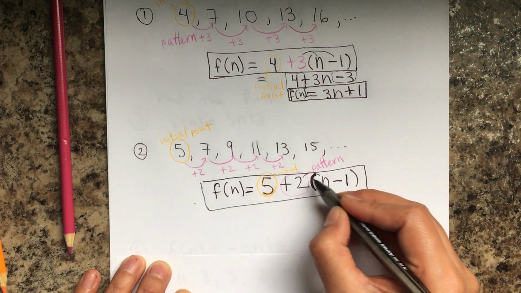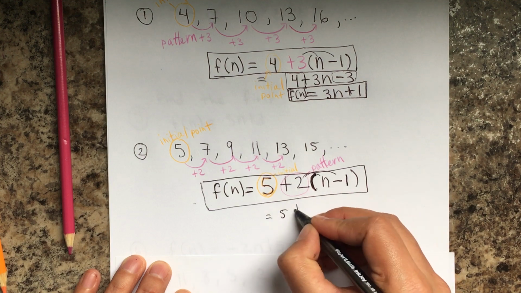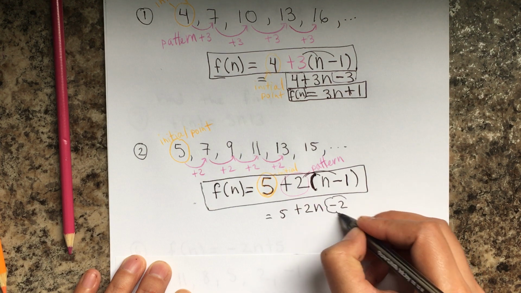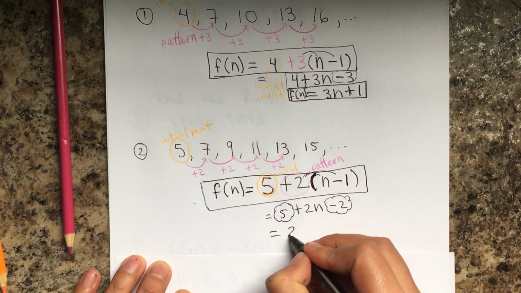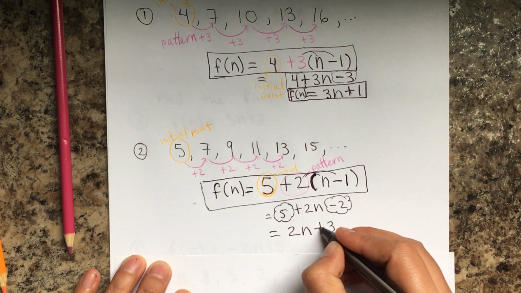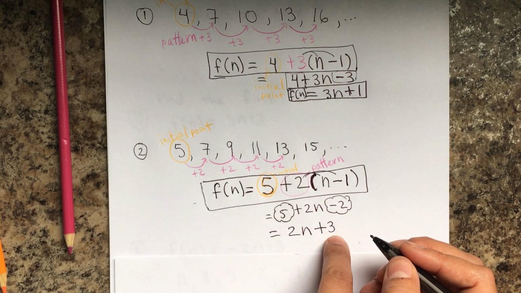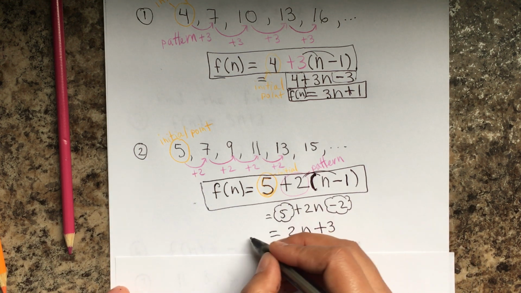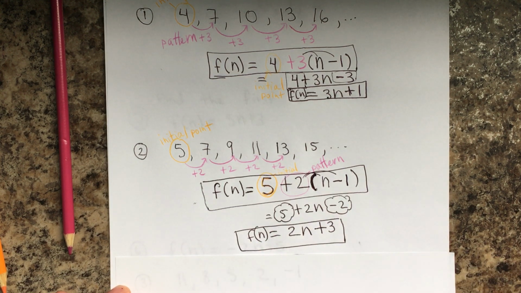But if you need to simplify, then do distributive property, and that's going to be equal to 5. 2 times n is 2n. 2 times -1 is -2. Combine like terms. In this case, only the constants can be combined. And so you get 2n, positive 5, -2, that equals 3. Remember that when the signs are different, we subtract. 5 minus 2 is 3, and keep the sign of the greater one, which in this case is positive. So this is the other way of writing it if you need to simplify.